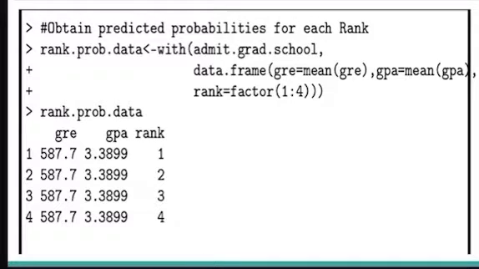Now, we calculate the probability. The code that you see now is calculating their probability for them. Let's see what we got.